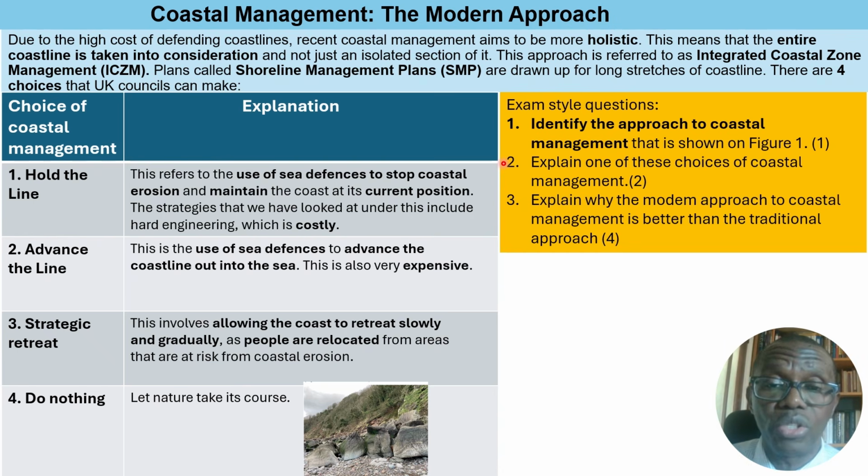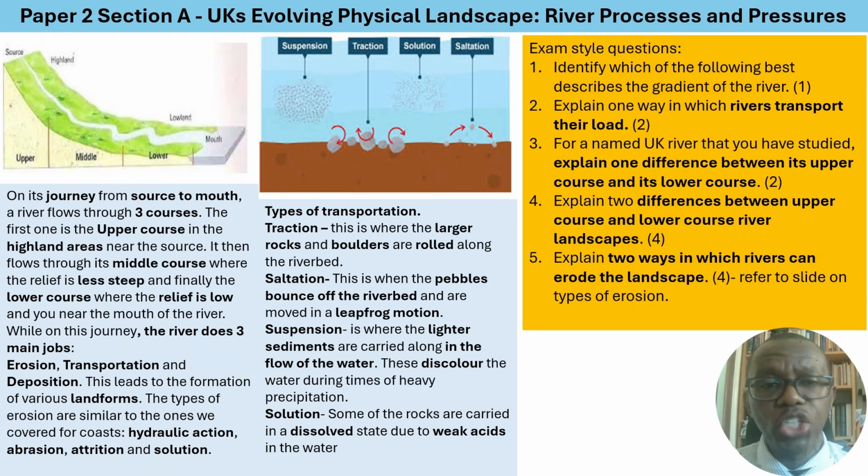Okay, so let's move on to the third part of section A, and that is river processes and pressures. Now, of course, this section is about rivers, and when we are talking about rivers, we know that they have a long journey all the way from their source to their mouth. So we also know that the river will flow through 3 main sections. And the first section here obviously is the upper course, and we can see that the land around here is quite steep. And then we have the middle course, which is not as steep, and then we have the lower course, which is a lot flatter, so is even more gently sloping, if you like, tending towards being completely flat.